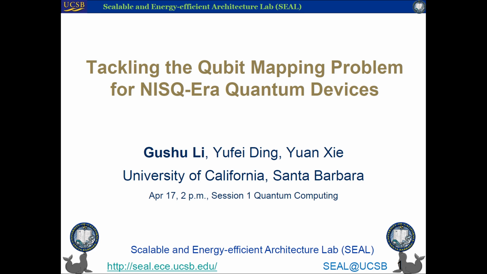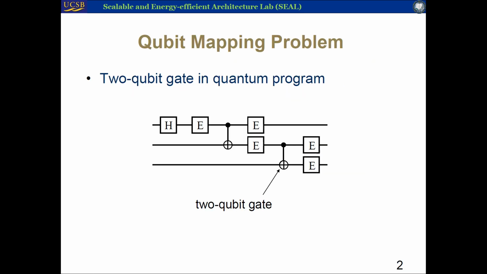At ASPLOS 2019, I will present our work tackling the qubit mapping problem for NISQ-era quantum devices. The qubit mapping problem comes from the limited 2-qubit gates on NISQ devices. A 2-qubit gate is important in a quantum program and can be applied to arbitrary 2 logical qubits. However, not all 2-qubit gates are directly executable on hardware.